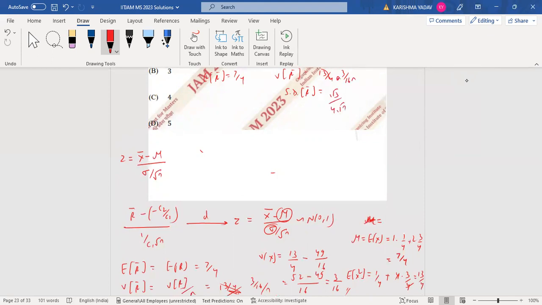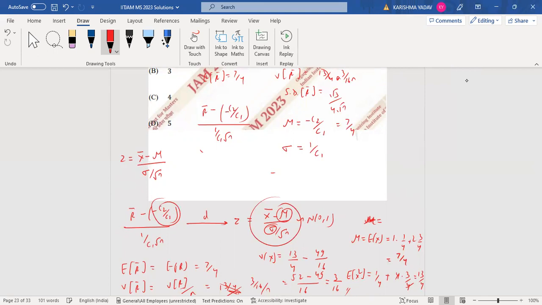And we have r bar minus c2 by c1 upon 1 by c1 root n. If I compare this, then my mu will be equal to minus c2 by c1, and my sigma would be equal to 1 by c1, right? 1 by c1. And what is the mean? The mean is 7 by 4.